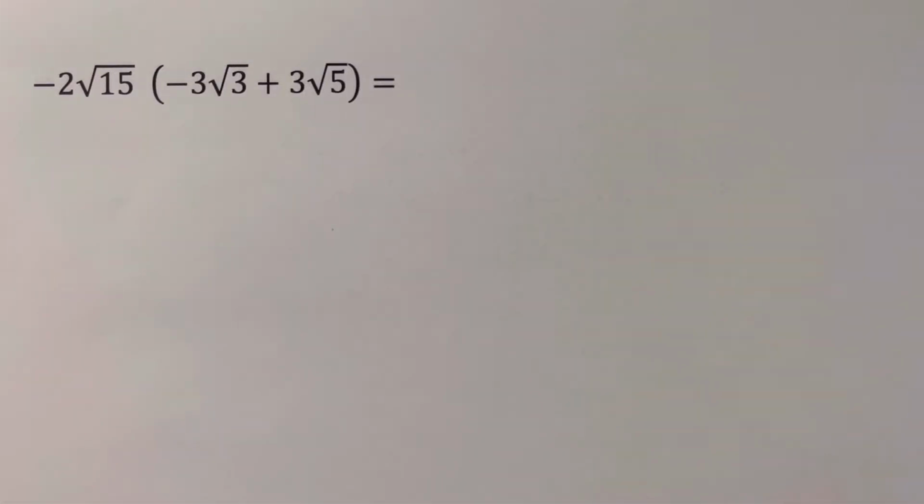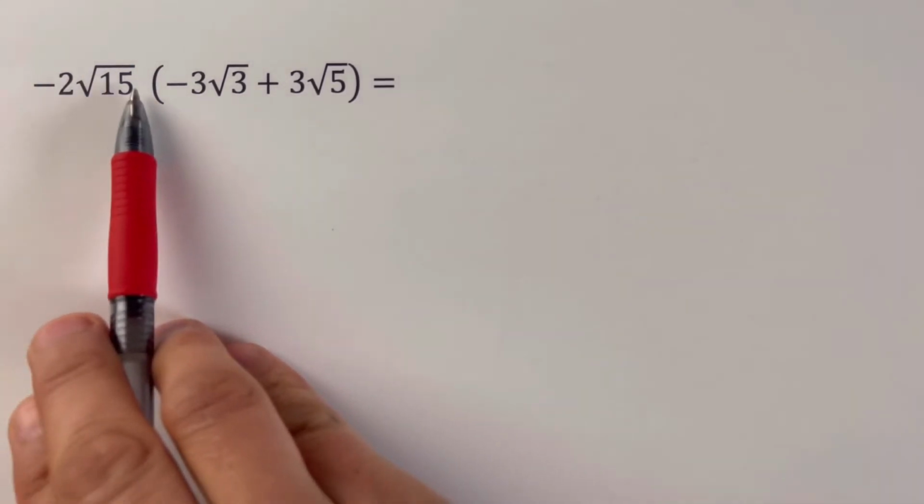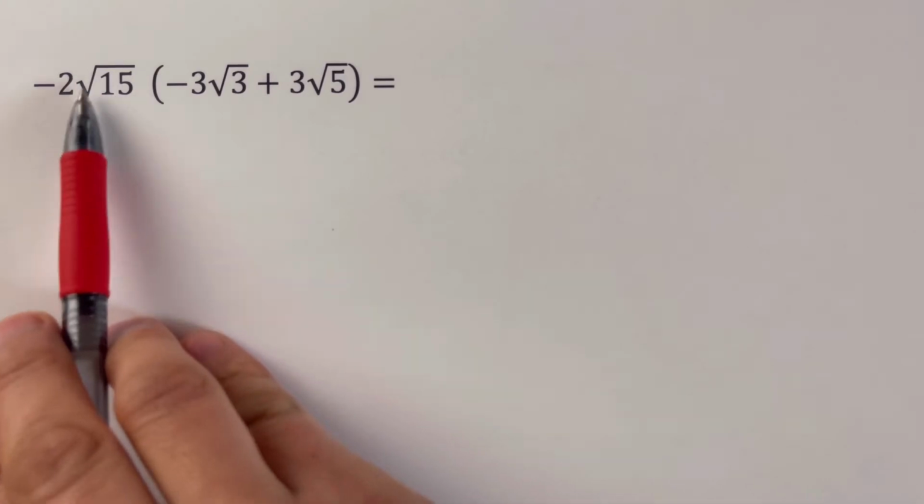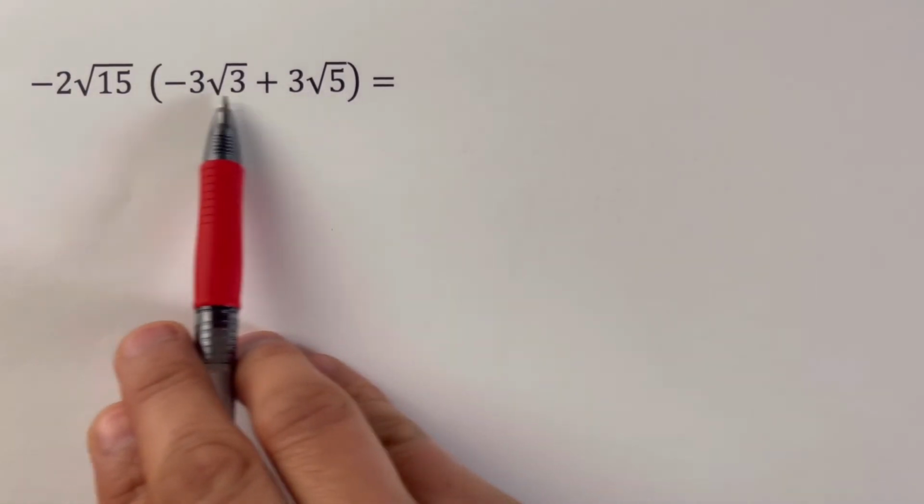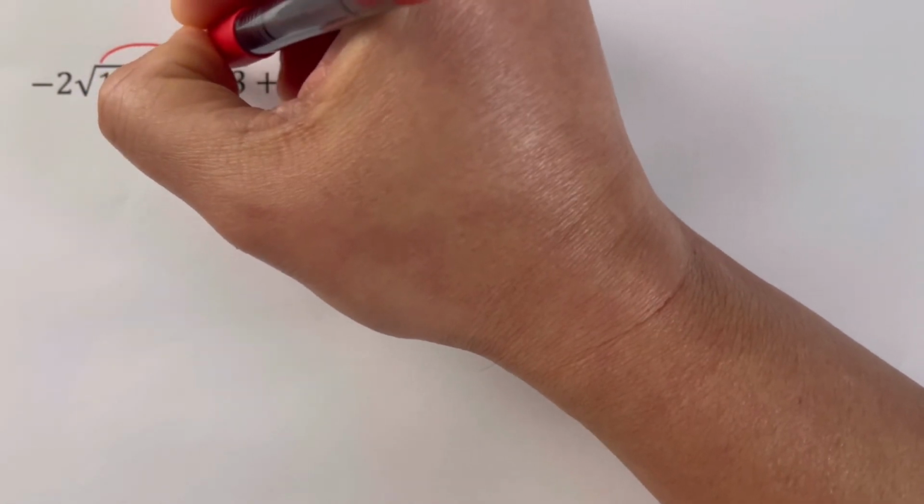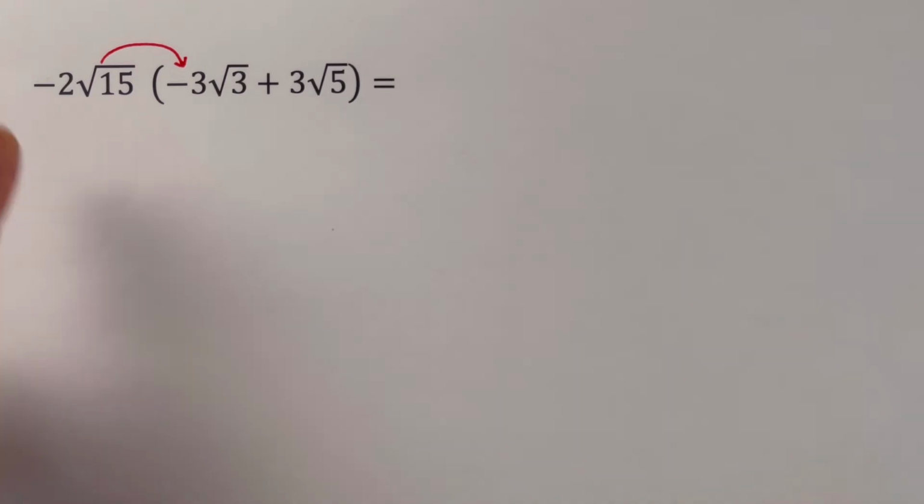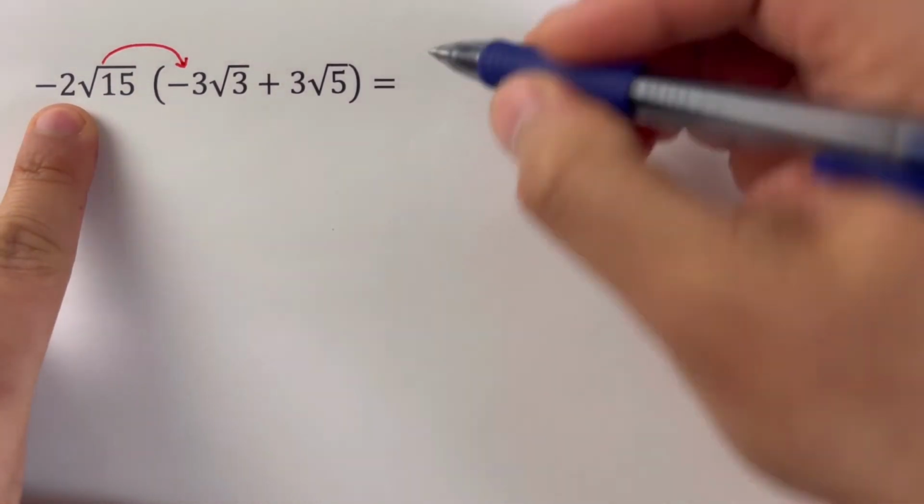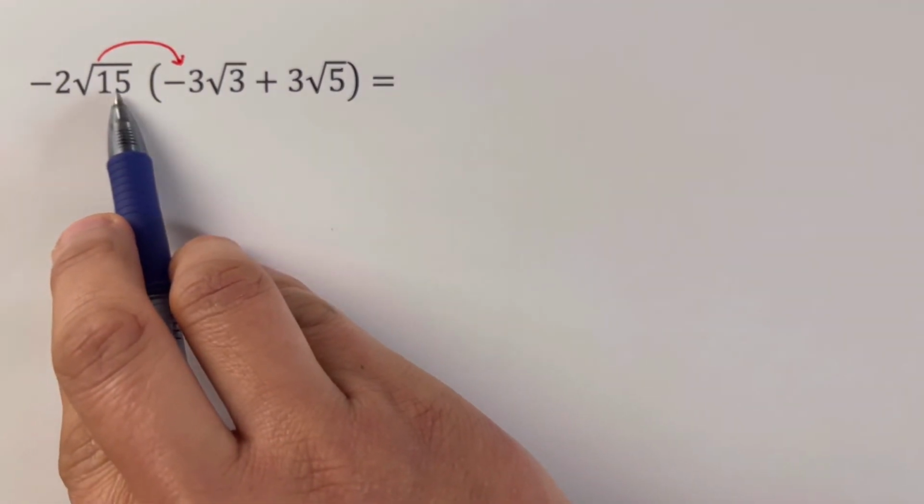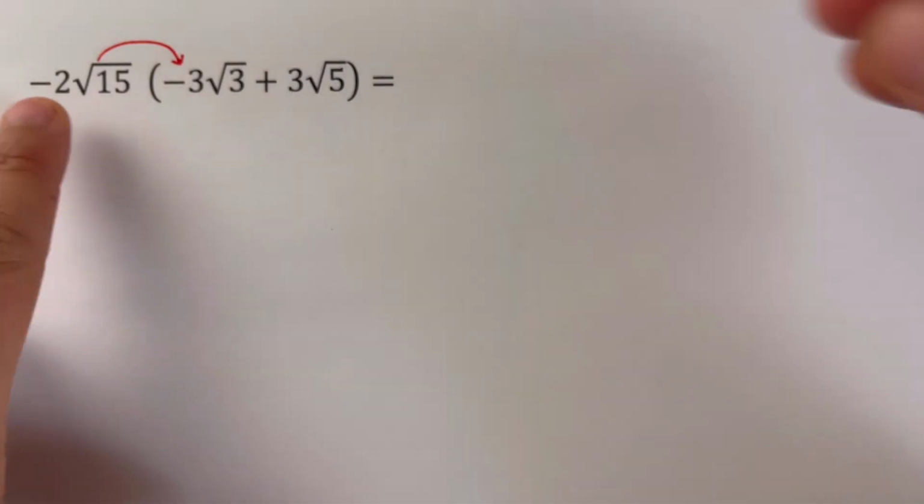Okay, so we're going to go over the problem here. So we have here this one term on the left side of the expression, and we have two terms inside the parentheses. Again, we are going to distribute this outside term into each of the terms inside the parentheses, and this is how it's going to look like. So I'm going to multiply this negative 2 square root of 15 and negative 3 square root of 3.